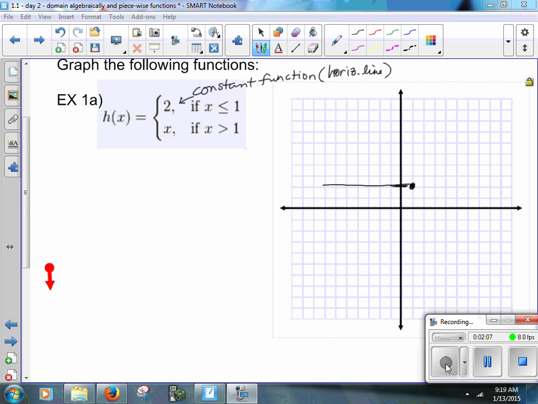So I'm going to draw it out here, and I have to throw an arrow on the end. Why? Because it keeps going on forever. So there it is. It's not very neat, but it's there. The next piece is x. Well, what kind of function is that?